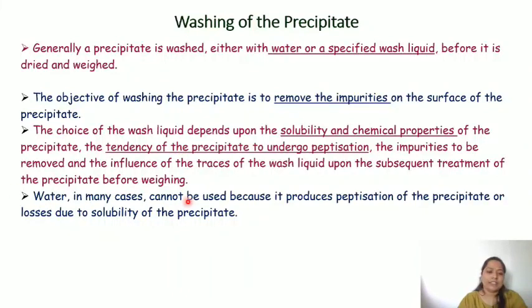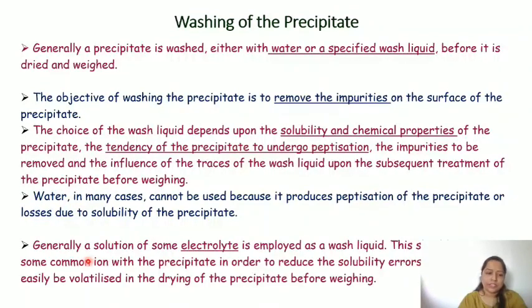Generally, water in many cases cannot be used as a wash liquid because it produces peptization. Water causes peptization of the precipitate or losses due to solubility of the precipitate. So, in many cases, water cannot be used as a wash liquid. Generally, a solution of some electrolyte is employed as wash liquid. Okay, an electrolytic solution is used as a wash liquid. Water is not used because why? Because it produces peptization of the precipitate and losses due to the solubility of the precipitate also take place.